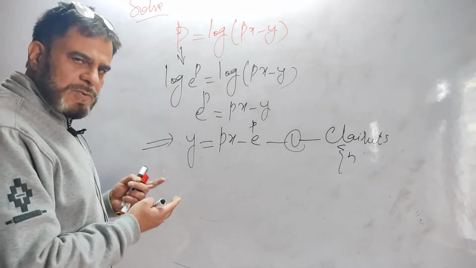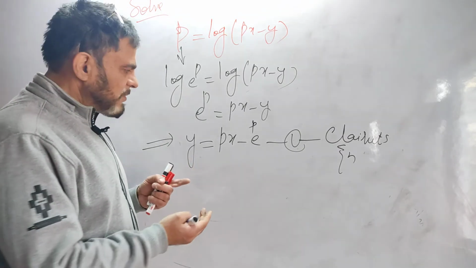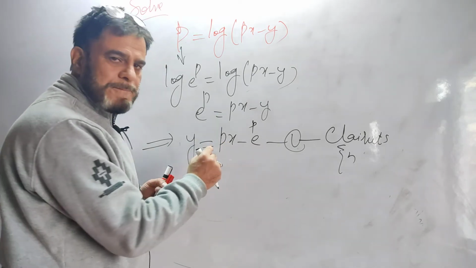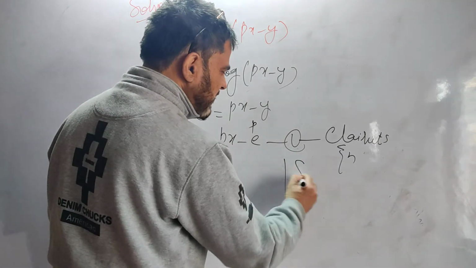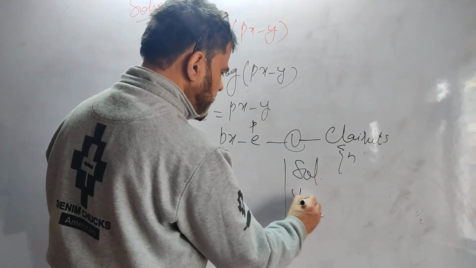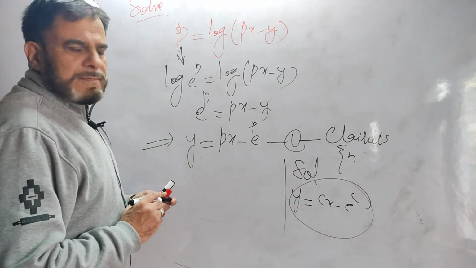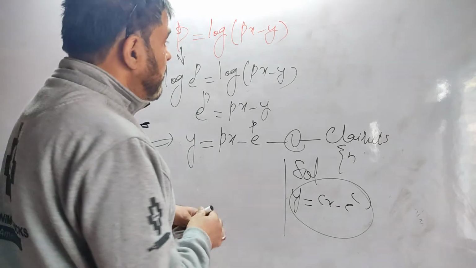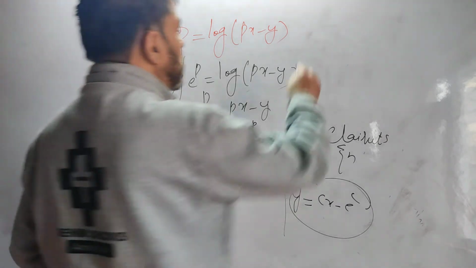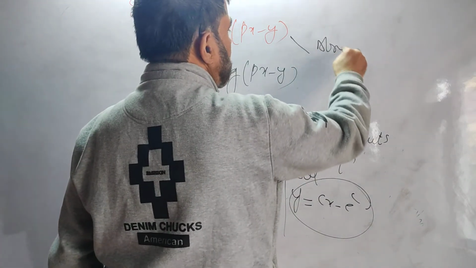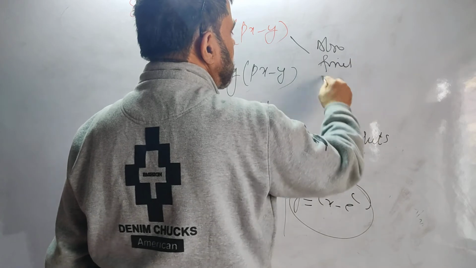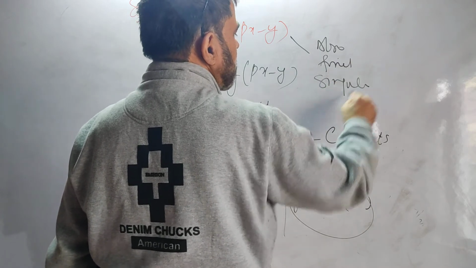Whenever you come across a Clairaut equation, what you have to do is replace p by simply c. You will write the solution as y is equal to cx minus e raised to the power c. But if we also want the singular solution, also find the singular solution.